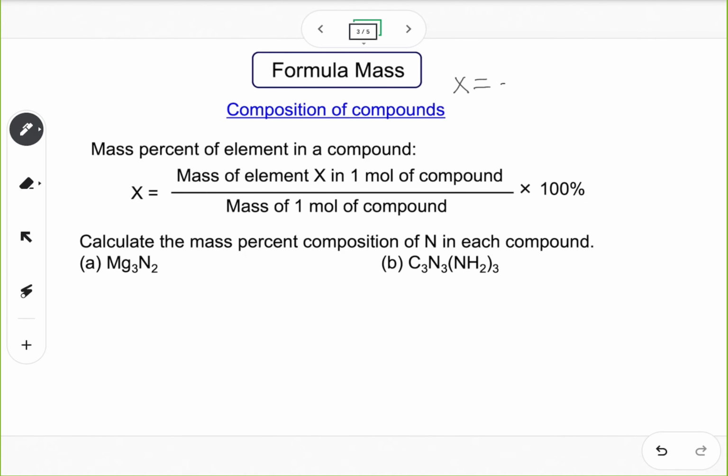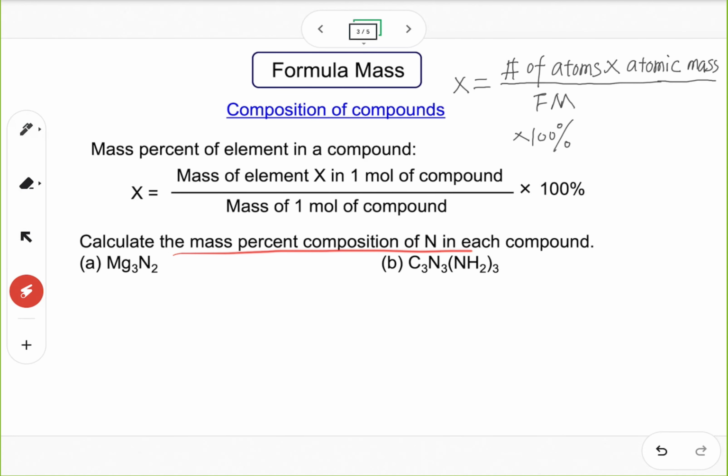So X, the mass percent of a certain element, equals the number of atoms times the atomic mass of the atom, divided by the formula mass of the compound. Of course, on the tail, let me start another line, times 100%. I think this one is easier. Let's see how. 2 questions.